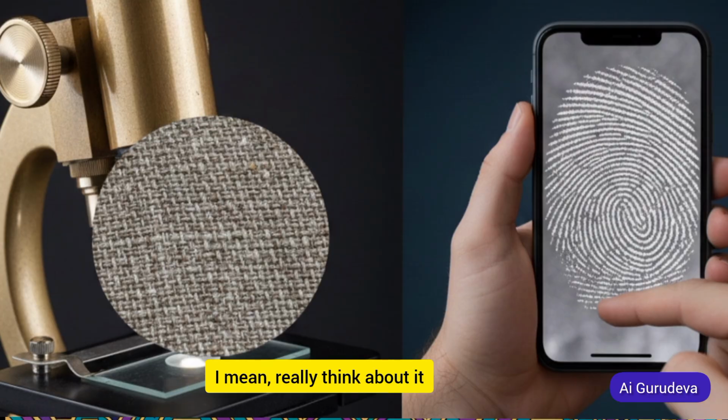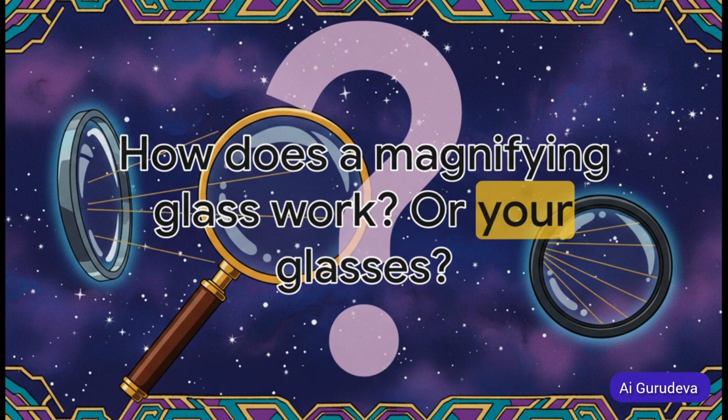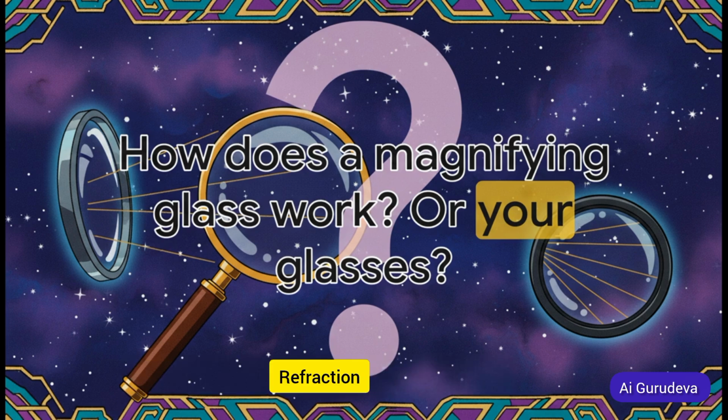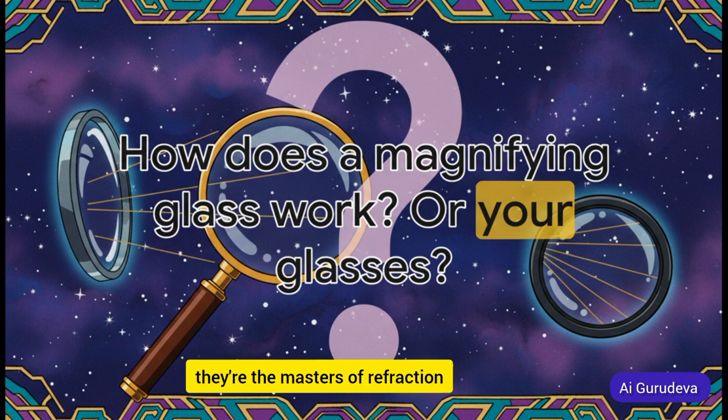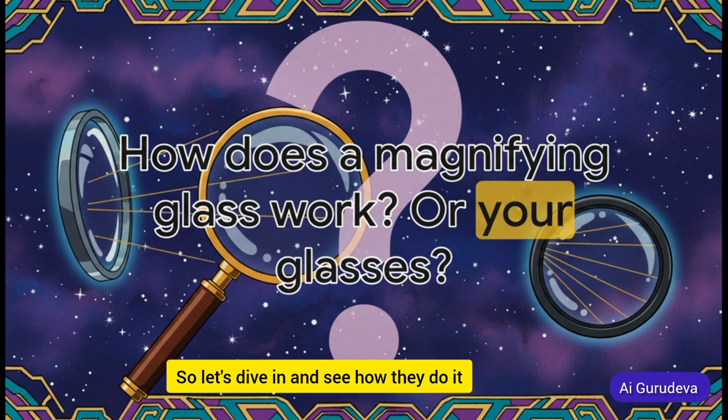I mean, really think about it. How does a simple piece of glass make things bigger? Or how do your glasses help you see clearly? Well, it all comes down to one amazing principle: refraction. That's just the bending of light. And lenses, well, they're the masters of refraction. So let's dive in and see how they do it.